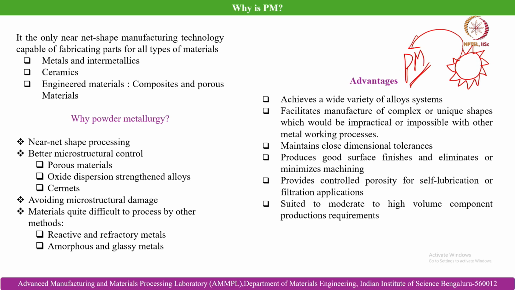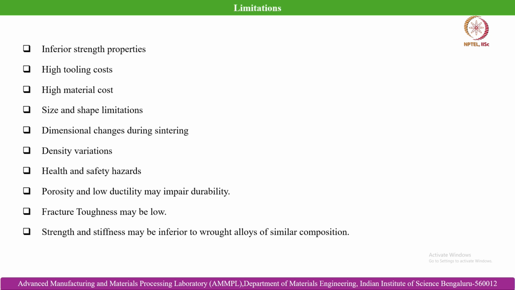And the other advantages of powder metallurgy are that it maintains close dimensional tolerances. Of course, it provides good surface finish, which is why it is often used for bearing applications, and it provides controlled porosity when our objective is to get a porous object. Like I told you, in case of self lubrication, oil impregnated bearings, and also wicking structures in spacecraft heat pipes, and it is suited to moderate to high volume component production requirements. So, these are the advantages of powder metallurgy processes, and now the limitations.